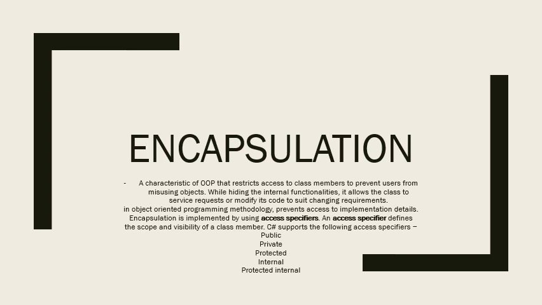Encapsulation is implemented by using access specifiers. An access specifier defines the scope and visibility of a class member. C# supports the following access specifiers: public, private, protected, internal, and protected internal.